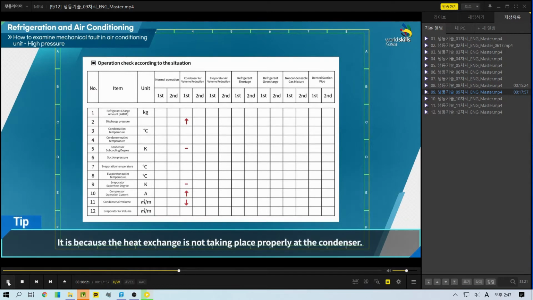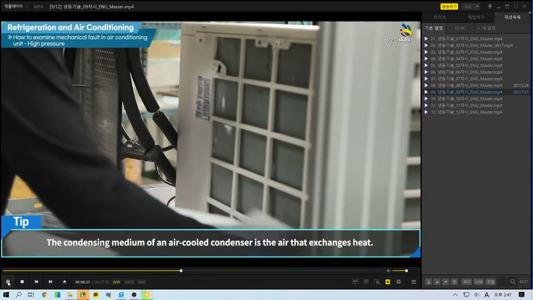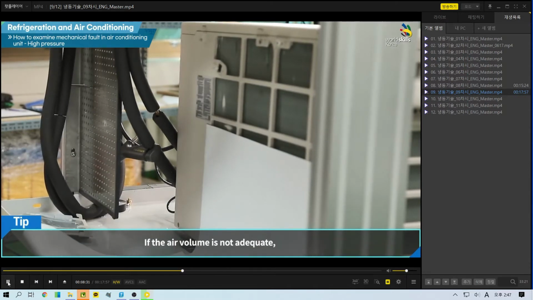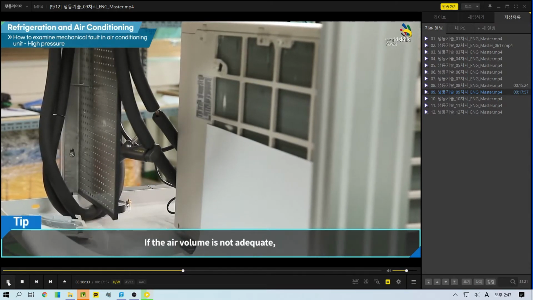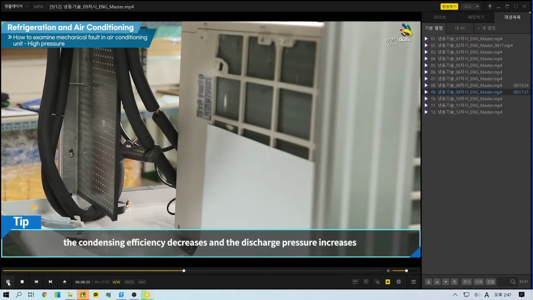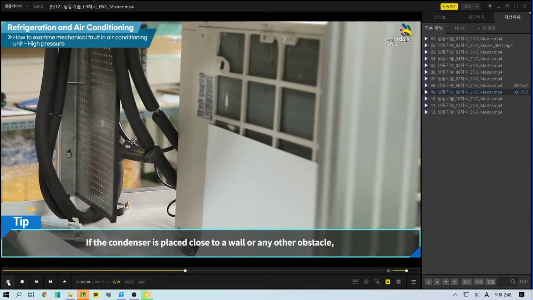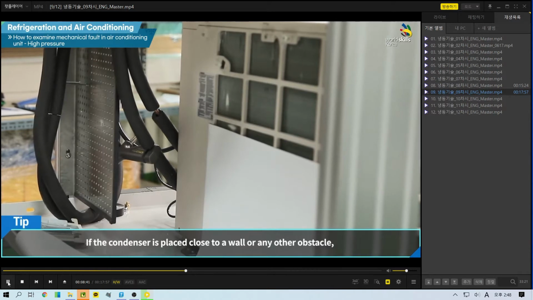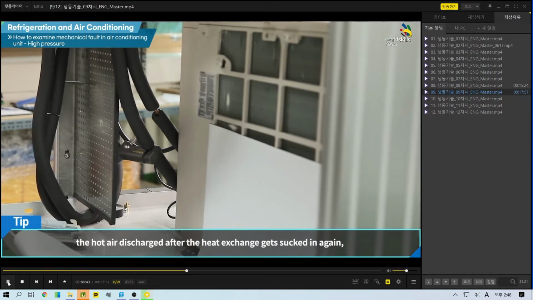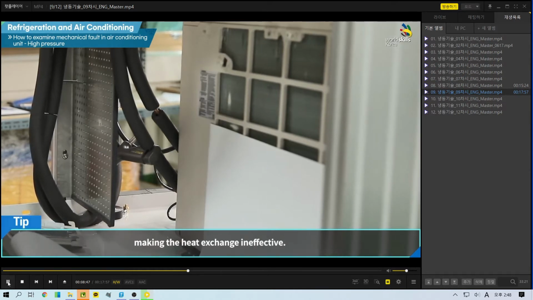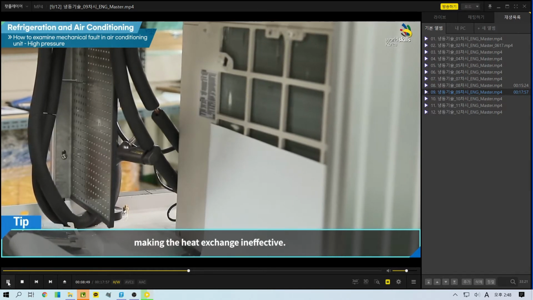The reason for the data change is that the heat exchange is not taking place properly at the condenser. The condensing medium of an air-cooled condenser is the air that exchanges heat. If the air volume is not adequate, the condensing efficiency decreases and the discharge pressure increases. If the condenser is placed close to a wall or any other obstacle, the hot air discharged after the heat exchange gets sucked in again, making the heat exchange ineffective.